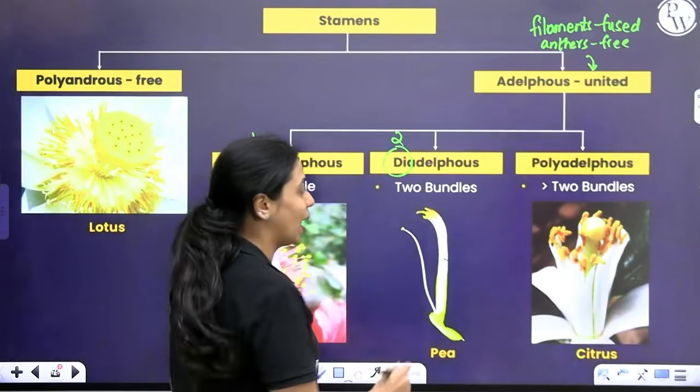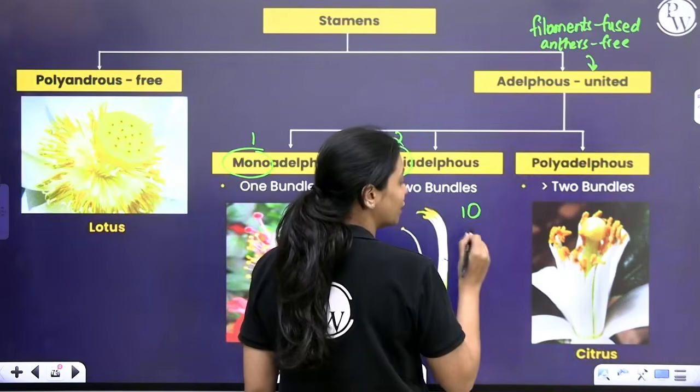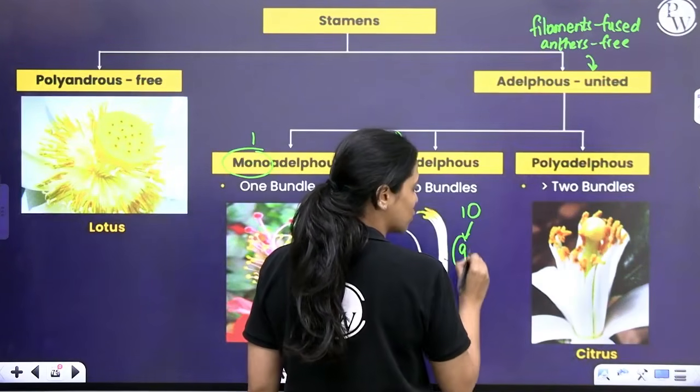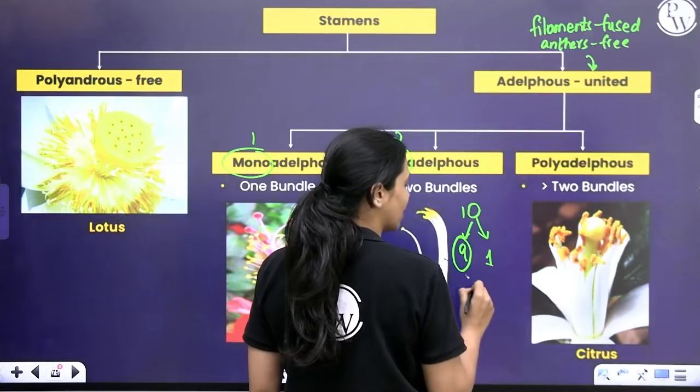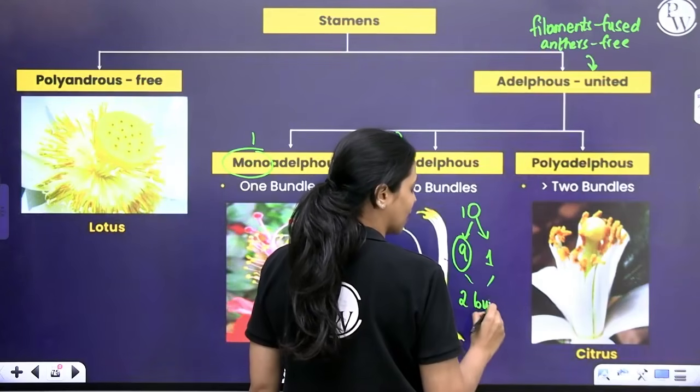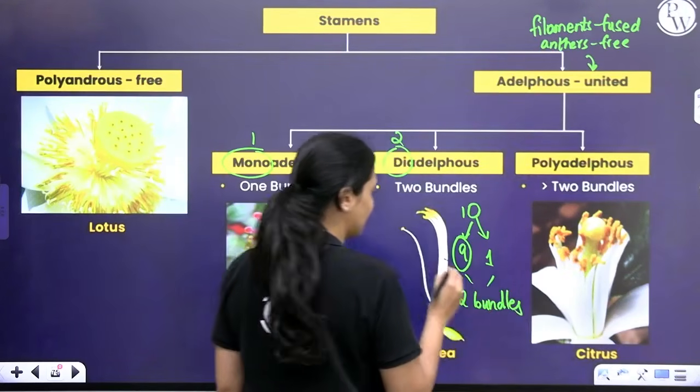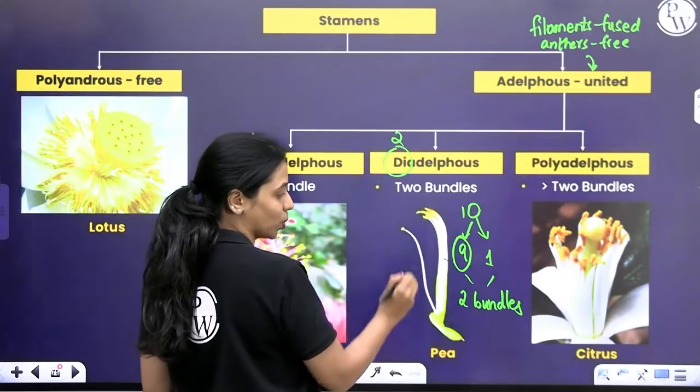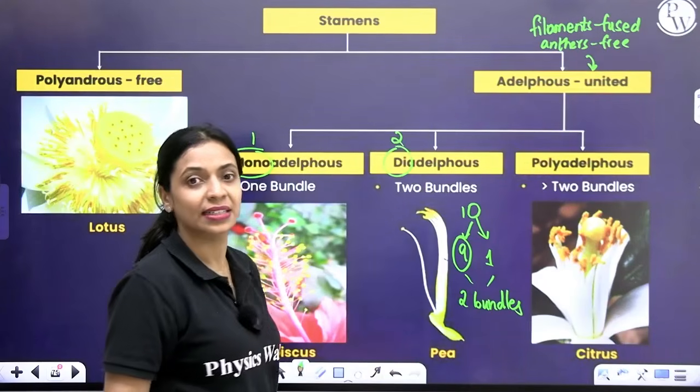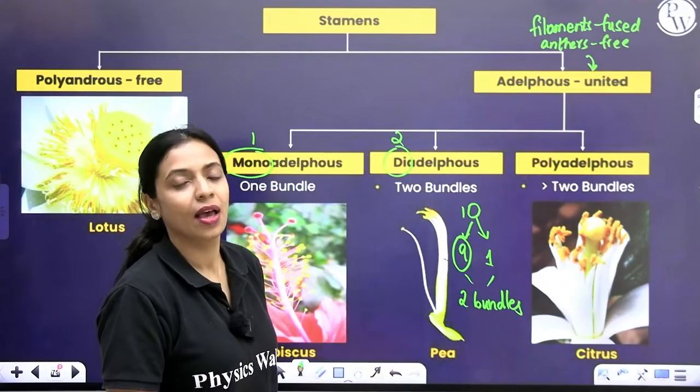In pea plant, you will have a total of 10 stamens. Of the 10 stamens, 9 will be fused to form one bundle, 1 will be separate. We will consider this as two bundles. Okay, so you can see here, 9 have fused to form this structure, 1 is separate. This is called diadelphous condition.